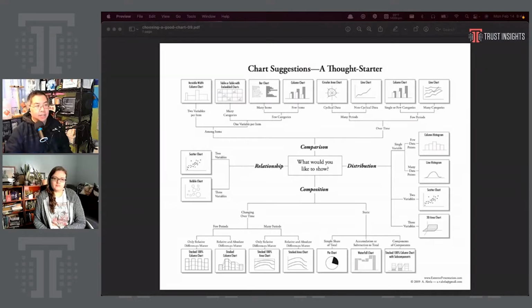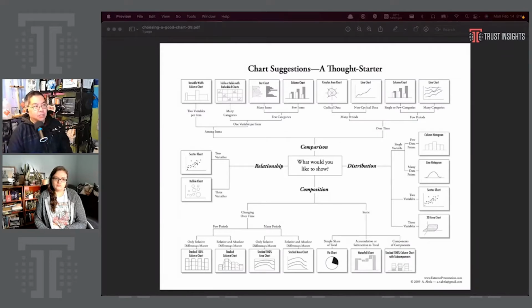Based on that, you work through and ask, am I looking at things over time, or among things? Am I looking at a single variable or multiple variables? Am I looking at static or dynamic compositions, and so on and so forth? And this is one of the charts that I rely on when I'm trying to figure out what it is I'm trying to do with a series of data.